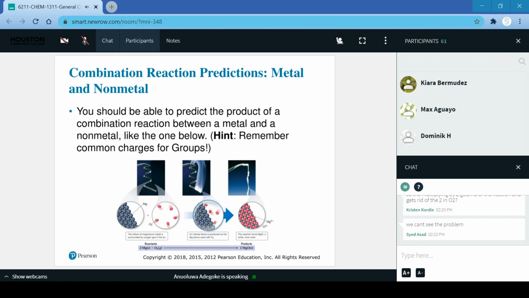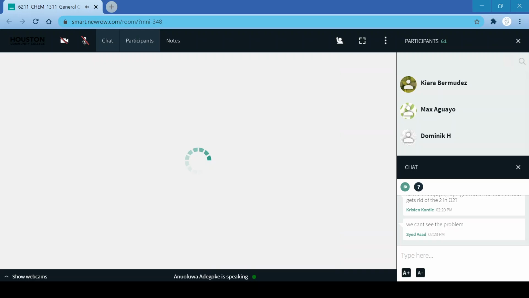Okay, so combination reaction, that is an example of it. For example, the reaction between magnesium and oxygen gas will give us magnesium oxide. Any reaction that involves 2 reactants and 1 product. So whenever we form 1 product, we say that is a combination reaction.